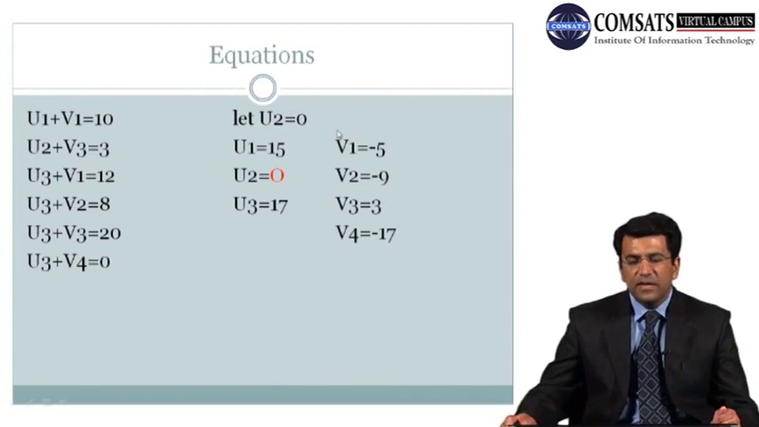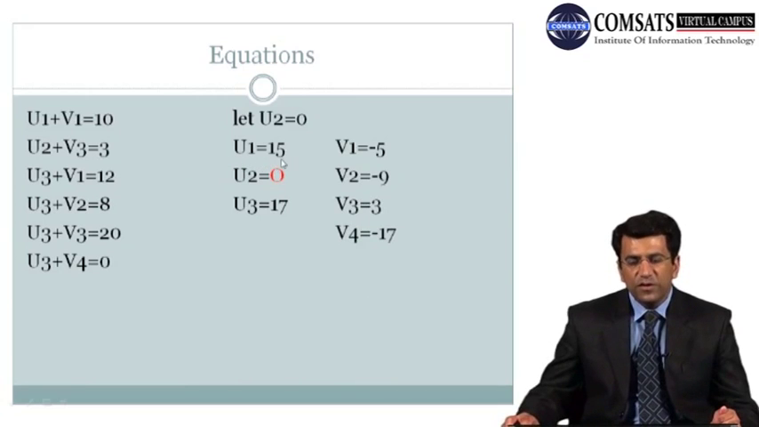Now class, again, let U2 is equal to 0. If you put U2 is equal to 0 in this particular equation of U2 plus V3, so the value of V3 will become equal to 3. So V3 is equal to 3. Now again, by putting one by one the different values in this equation, we will be able to find out the values of all of these variables.